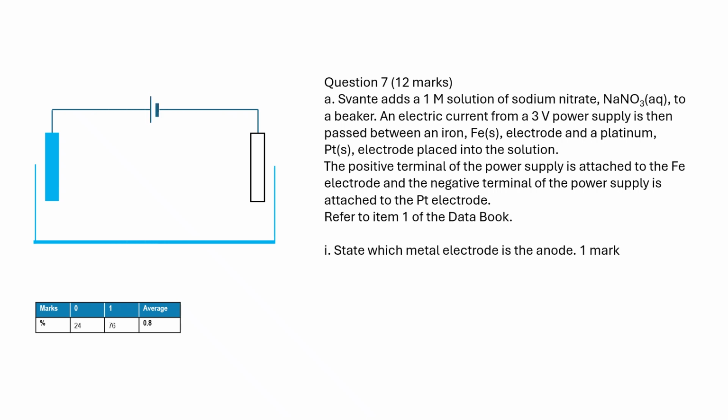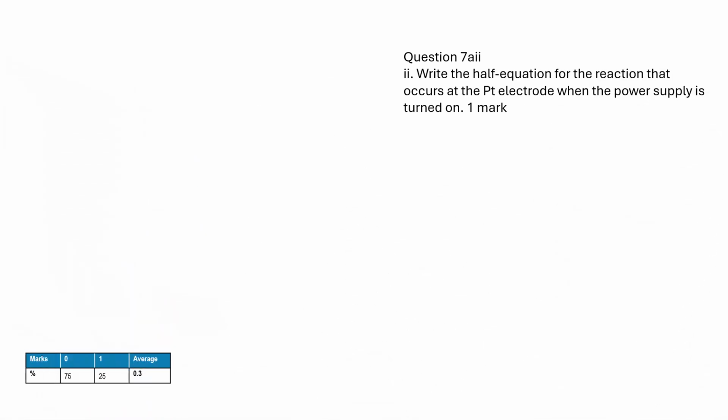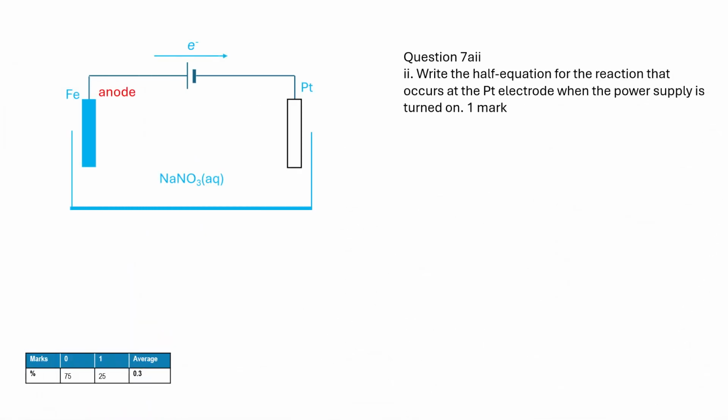To understand this question, please visualize an electrolysis cell. The electrolyte in this cell is a sodium nitrate solution. The positive terminal of the power source is connected to an iron electrode, and the negative terminal is connected to a platinum, Pt, electrode. Since the positive terminal of the power source removes electrons from the iron electrode, this electrode acts as the anode.